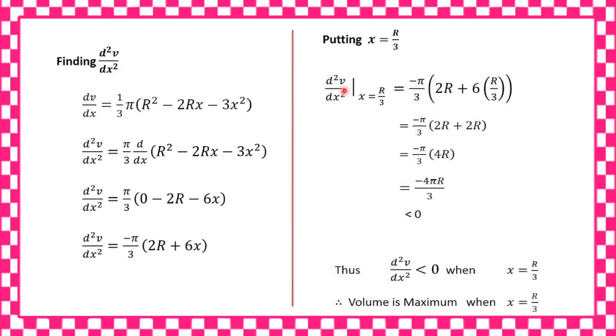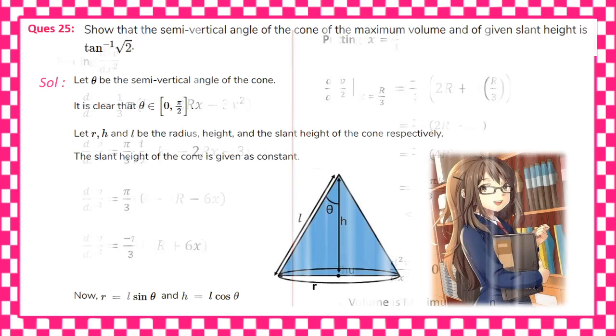Find the double derivative. Put the value of x as R by 3. It is coming as negative, which is less than 0. So definitely the volume is maximum when x is equal to R by 3.